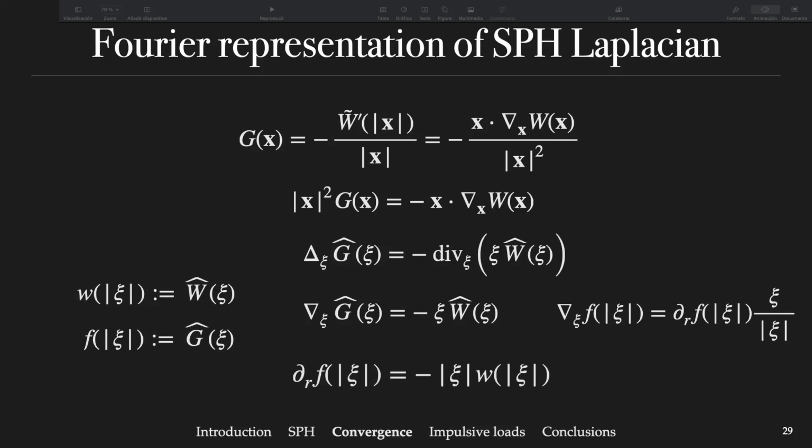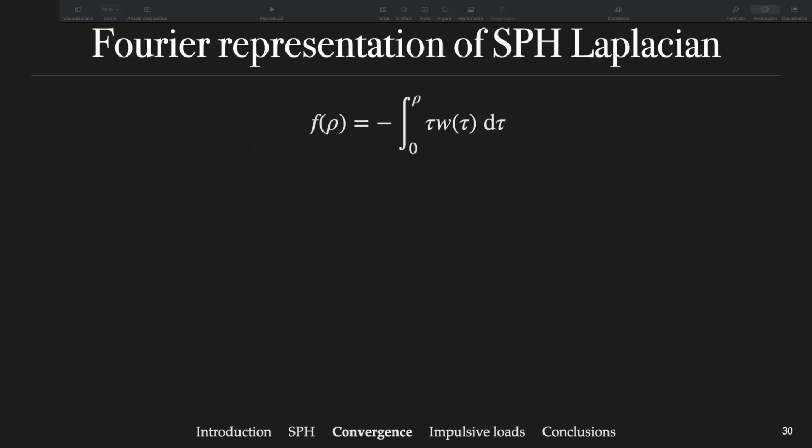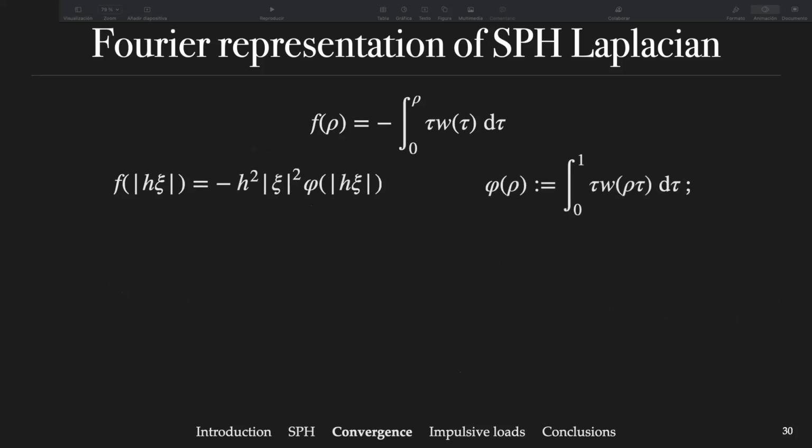We obtain the following expression, which is a simple ordinary differential equation for f that we can integrate, leading to the following expression. And this can also be rewritten to obtain the function phi that appears in the positivity condition. This function phi defines the Fourier transform of the Morris Laplacian. I will later discuss the nature of this function.